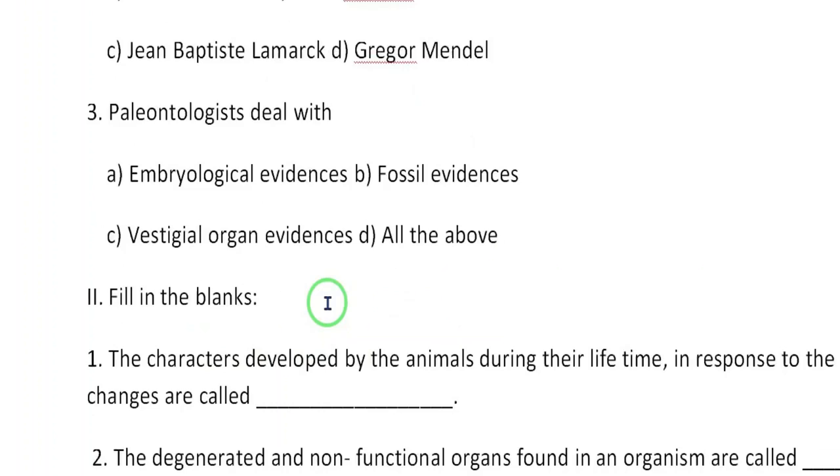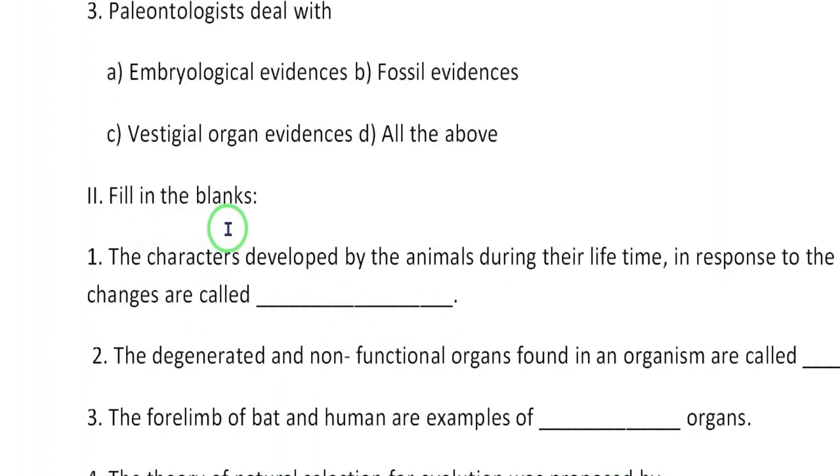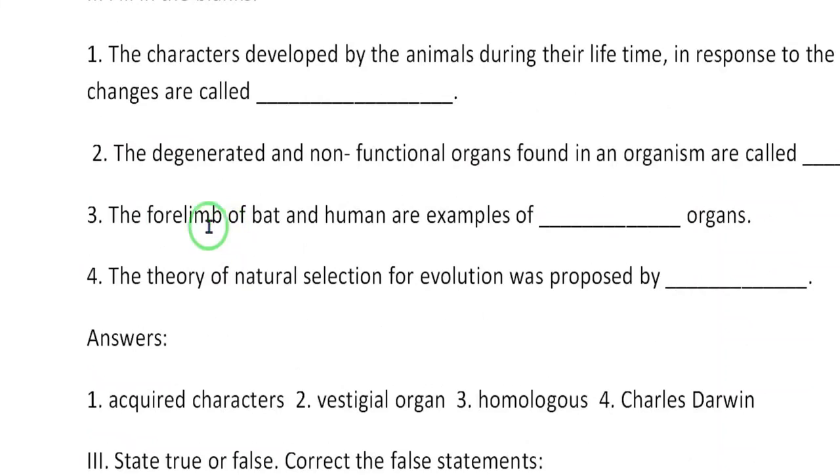Roman number 2, fill in the blanks. Number 1, the characters developed by the animals during their lifetime in response to the changes are called dash. Answer is acquired characters. Number 2, the degenerated and non-functional organs found in an organism are called dash. Vestigial organs.